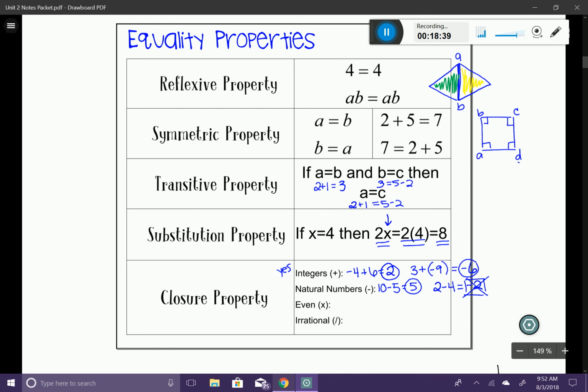It has nothing to do with addition, multiplication, or division. We're only dealing with subtraction in this example. So natural numbers are not closed under the operation of subtraction.